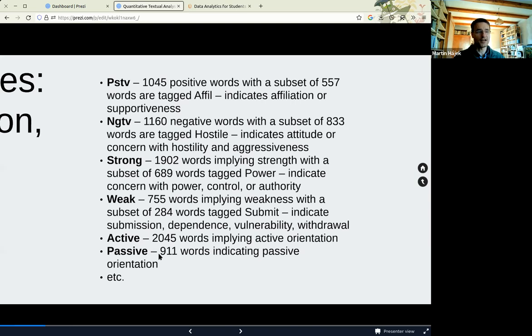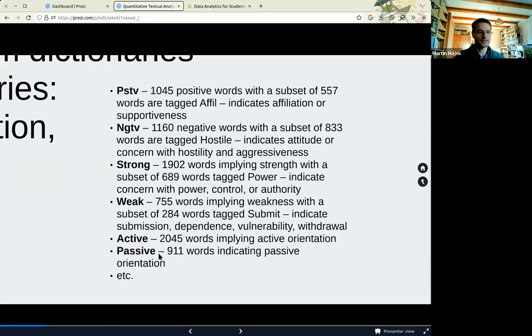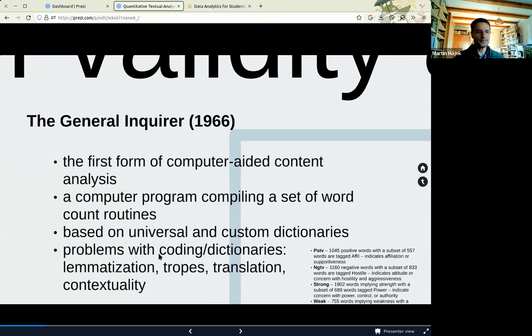So this is an example of how to use dictionaries and how to do analysis through programs like this. The original one, somebody calls it the mother of computer-aided content analysis.